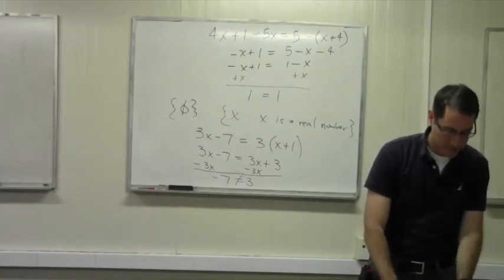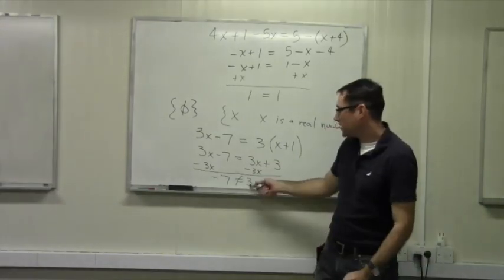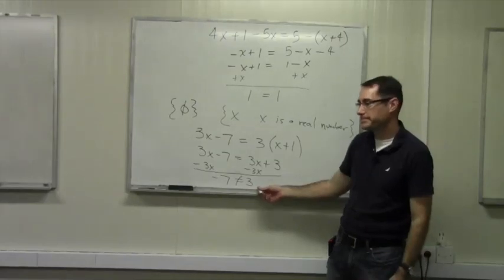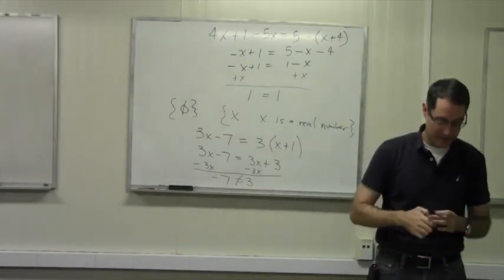Zach, you missed an important one. The null set. We ended up getting negative 7 equal to 3. And it ended up because we goofed on that one.